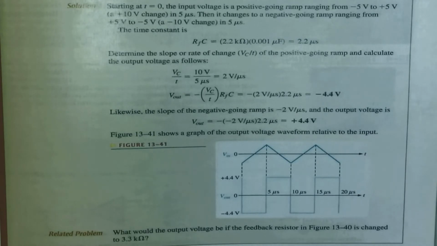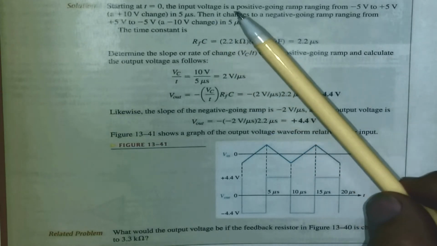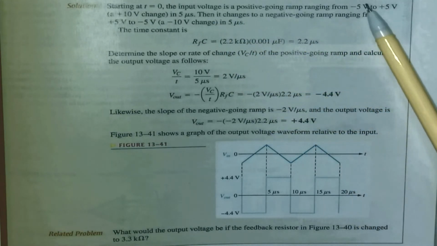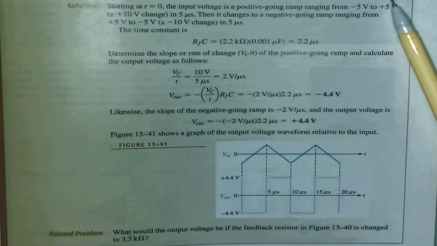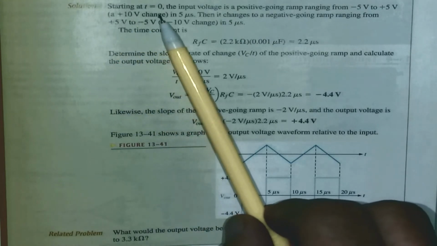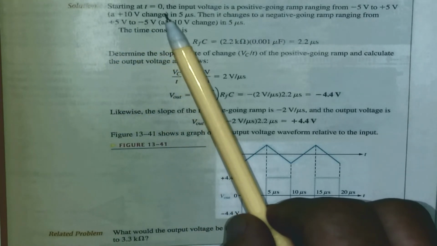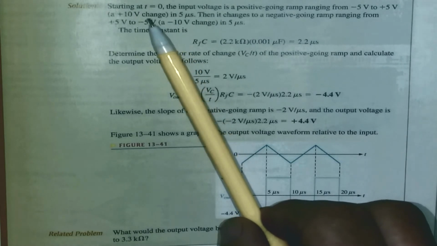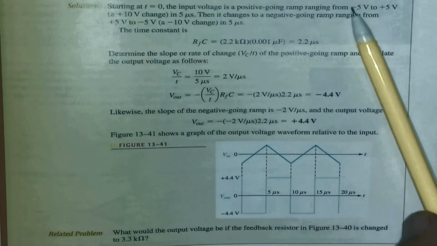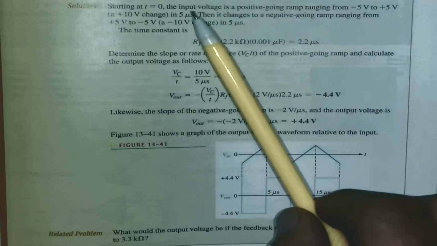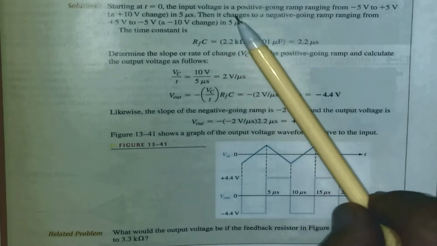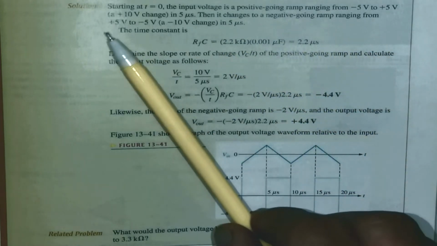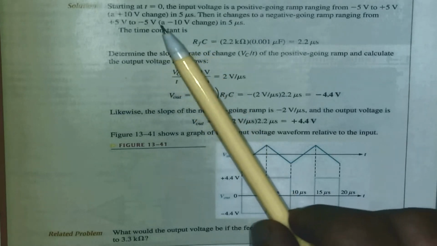Right, let's go and look at the solution here. They state, starting at t equal to 0, the input voltage is a positive going ramp from minus 5 volts to plus 5 volts. That means the change from minus 5 to plus 5 is a change of 10 volts. I didn't say minus 5 plus 5, that would be 0, but the difference in voltage, the change in voltage, is 10 volts. And what is the time? The time is 5 microseconds. Then it changes to a negative going ramp from plus 5 to minus 5, again a minus 10 volt change, also in 5 microseconds.